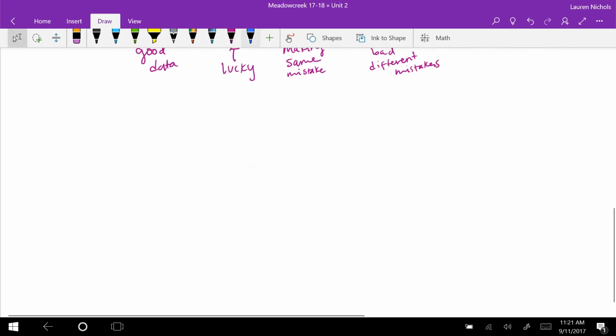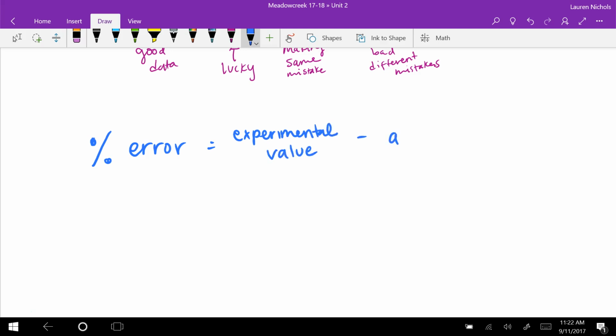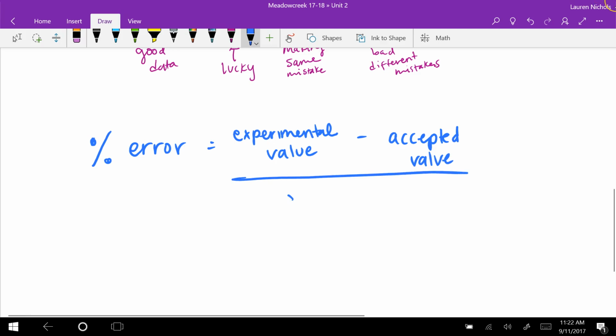Okay, now along with accuracy and precision comes the formula for percent error, which, remember, percent error has to be memorized for your test. I am not giving it to you. So percent error's formula is equal to your experimental value minus your accepted value divided by accepted value times 100%.